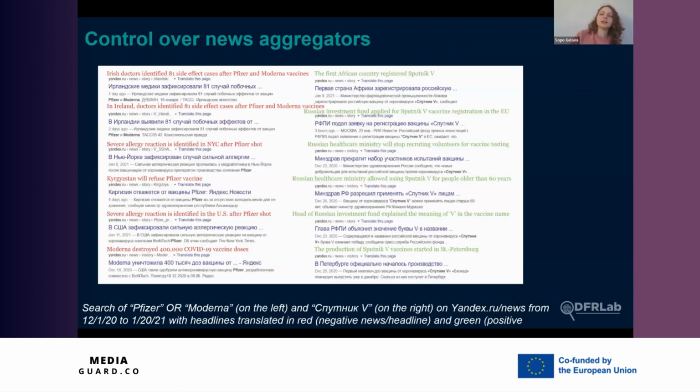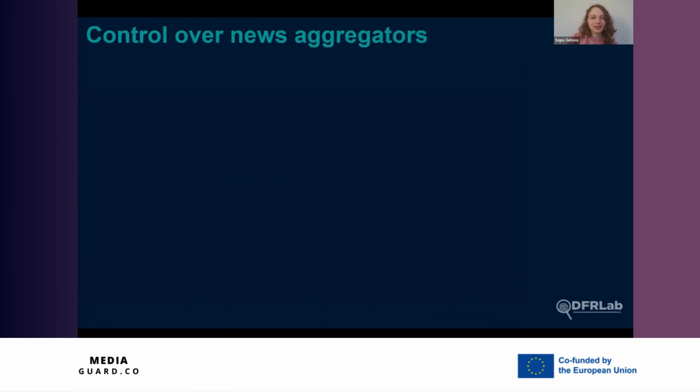This is a bit of an old example, again from COVID. Search for Pfizer and Moderna, and then the Russian Sputnik vaccine on the right. All the mentions in Yandex, translated in red on the screen, are very negative, with negative headlines about the Western-created vaccines, and then very positive titles and headlines for the Russia-created vaccines. So that already shapes, or at least attempts to shape, opinion.